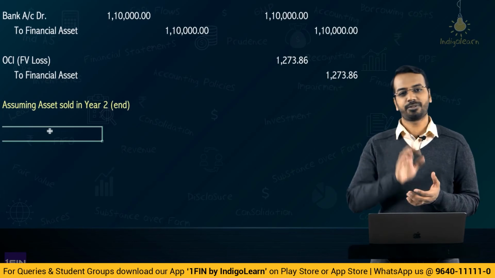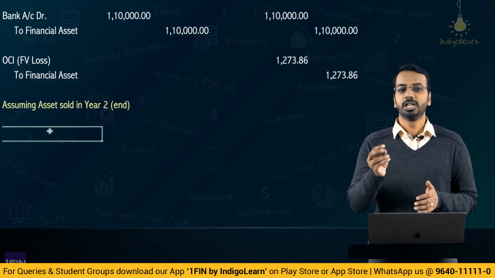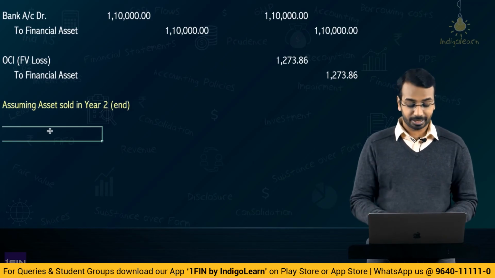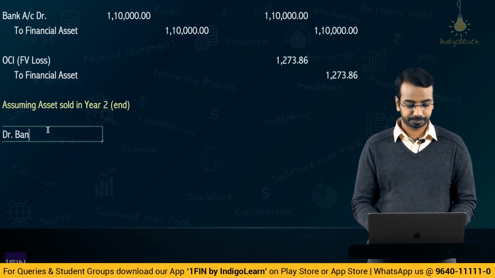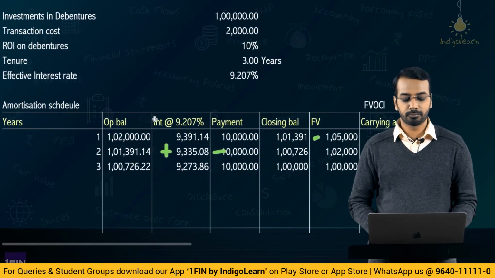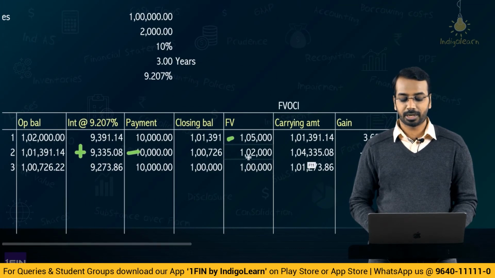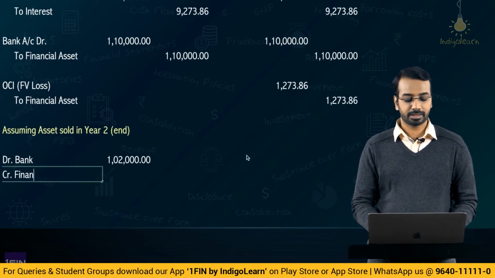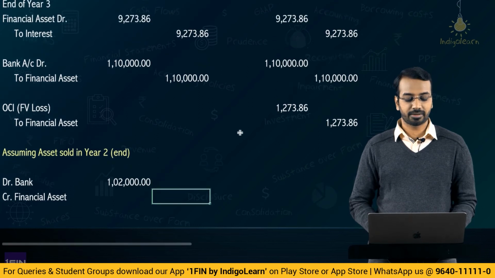You will get the fair value from the market. Ignore the transaction cost for now. You will get fair value from the market. Correct or not? Right. So, when you sell the asset, what you will do is you will debit bank by the fair value, which is at the end of year 2 fair value we had said is 1,02,000. Right. Credit financial asset.